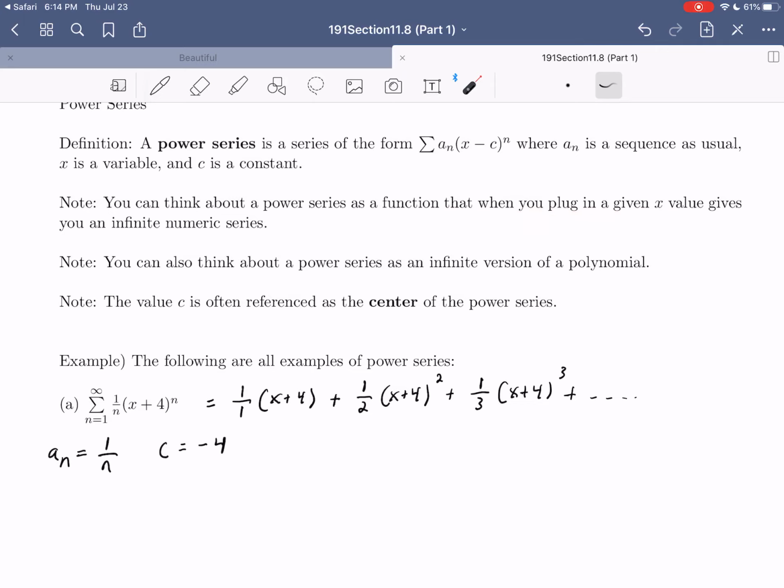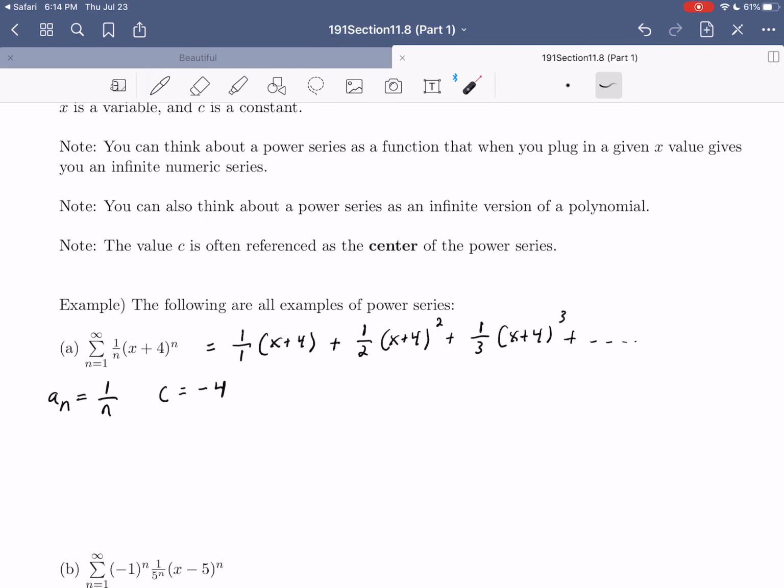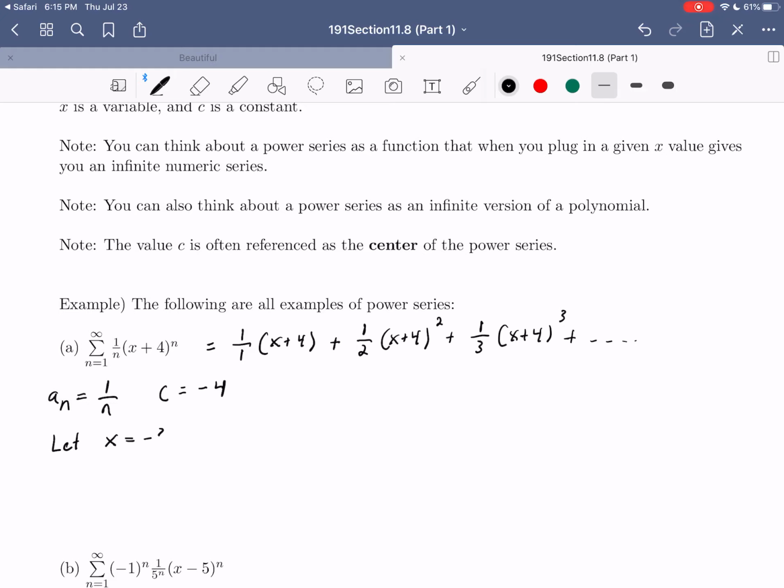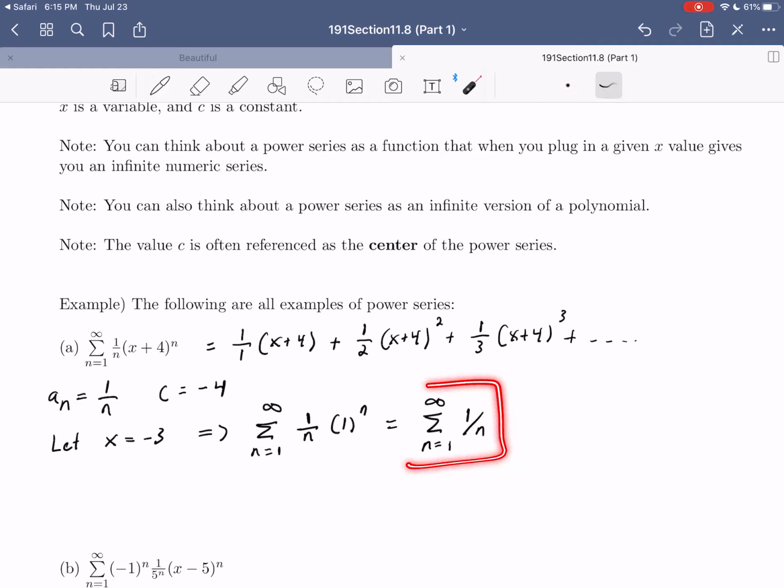But we also said that a power series really can be treated as a function, that when you plug in a given x value, you get an infinite numeric series. So let's imagine, just as some little mini examples, what happens if we choose x equals negative 3. Just like a function, we'd plug that in, and what we would end up getting is the sum from n equals 1 to infinity, 1 over n, 1 to the n. And of course, if we simplified that, that would just be the sum from n equals 1 to infinity of 1 over n. So when we choose a specific x value, we get just a standard numeric series, just a sum of a bunch of numbers.